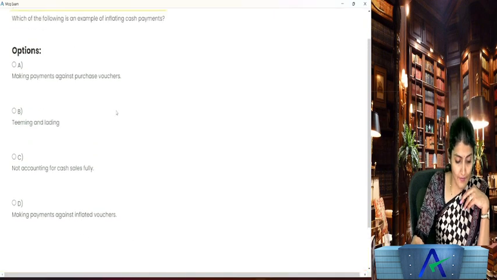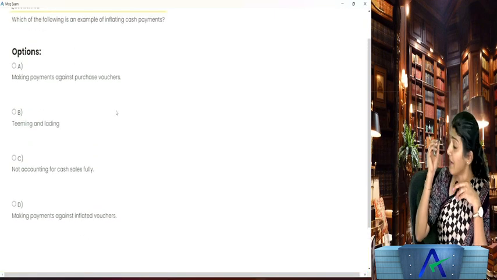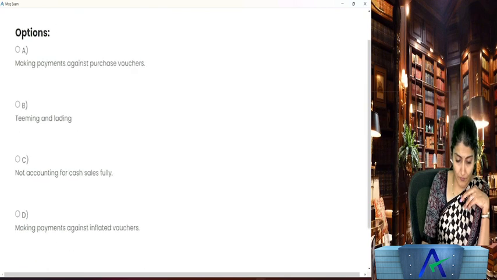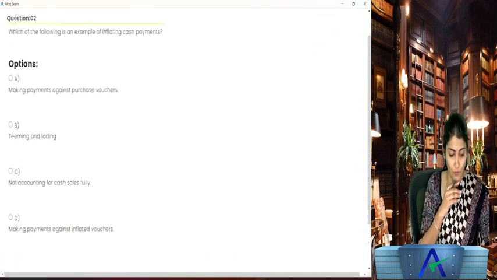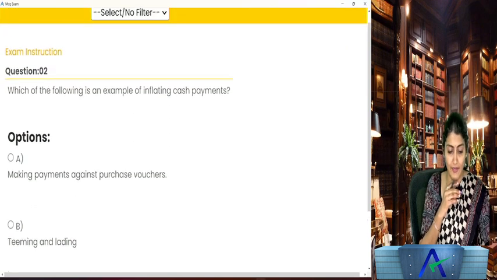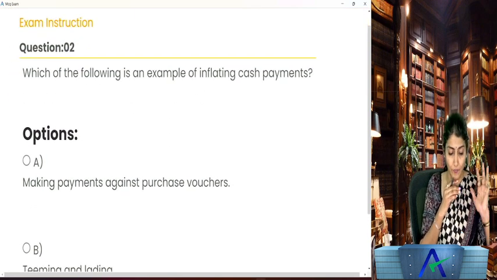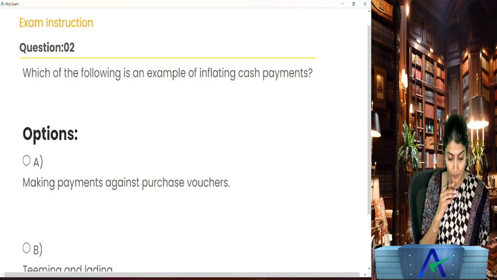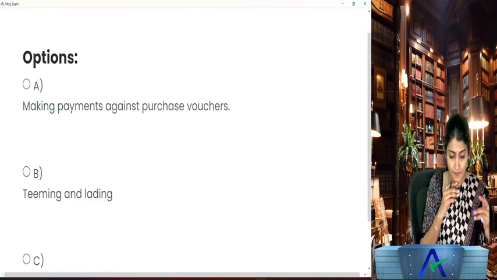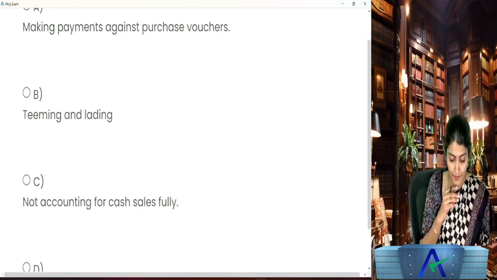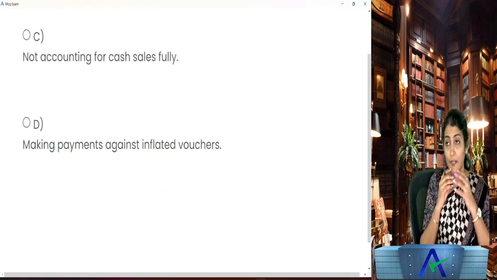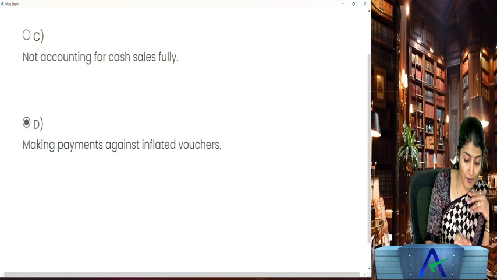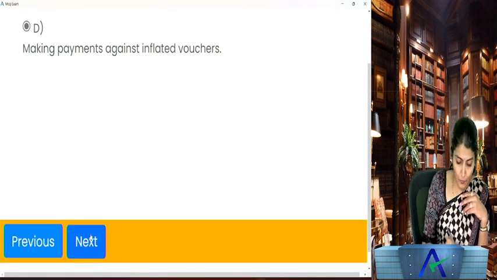Okay, right. Then which of the following is an example of inflating the cash payment? Making payment against purchase voucher, teeming and lading, not accounting for cash sale, and making payment against inflated vouchers. Right, so making payment against the inflated vouchers.